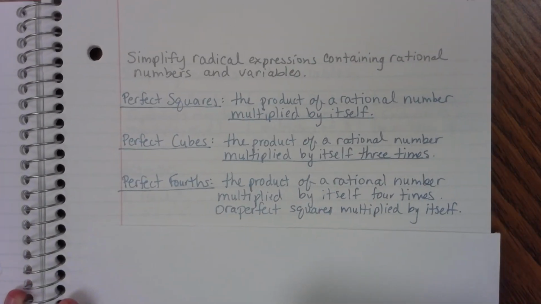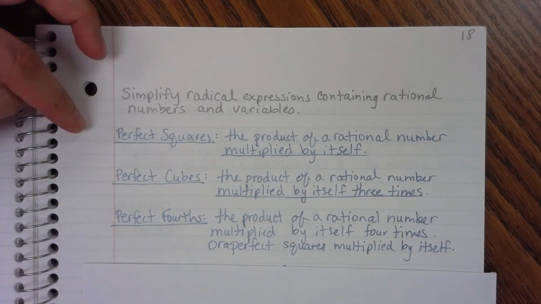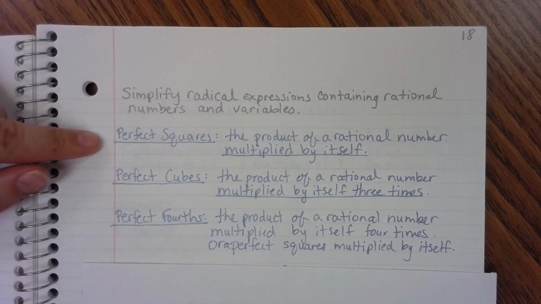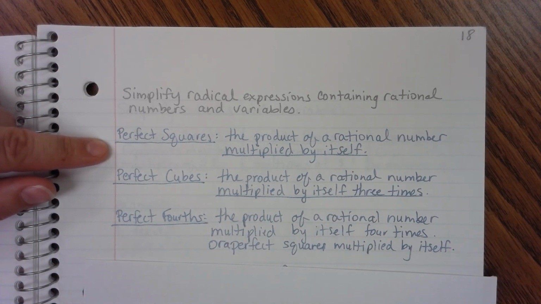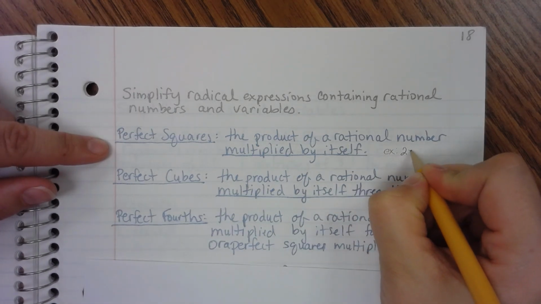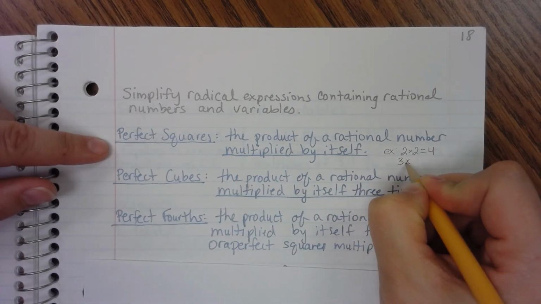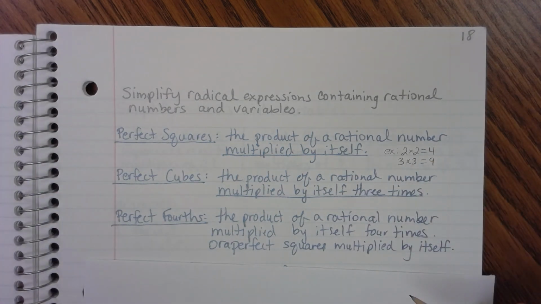So at the top of my paper, I'm going to number it, the page number, the title, and then we have a couple of definitions we need to discuss today. The three of them being what perfect numbers are. Perfect squares are the product of rational numbers being multiplied by themselves. For example, 2 times 2 is 4. 3 times 3 is 9. The 4 and the 9 would be considered perfect squares.